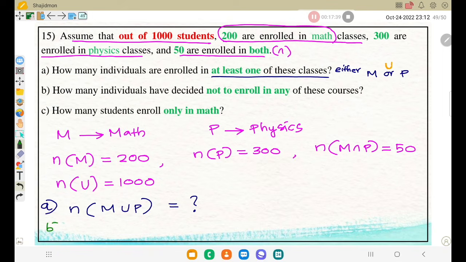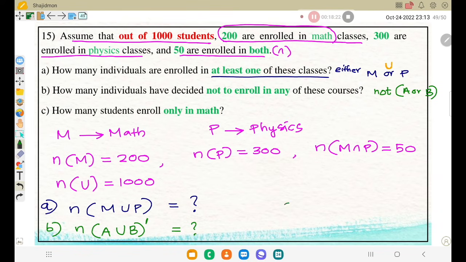Now what is the second part of the question? In the B part, you can see, how many students have decided not to enroll in any of these courses? Not enrolled in A or B, that is the meaning, not enrolled in any of these two courses, math and physics. So how to write that? Not means complement. Number of students enrolled in A union B, complement. A or B, not means complement. This number equals how much? This is the second question.